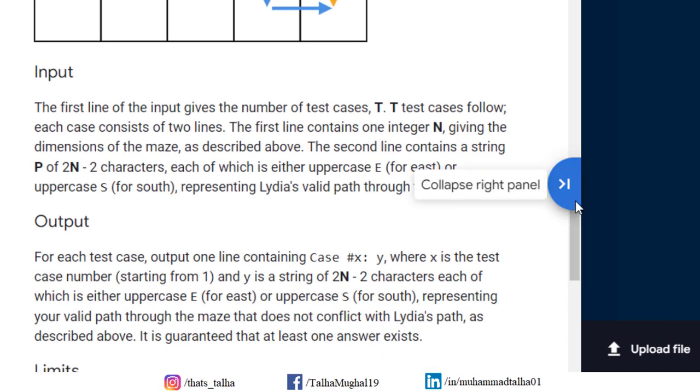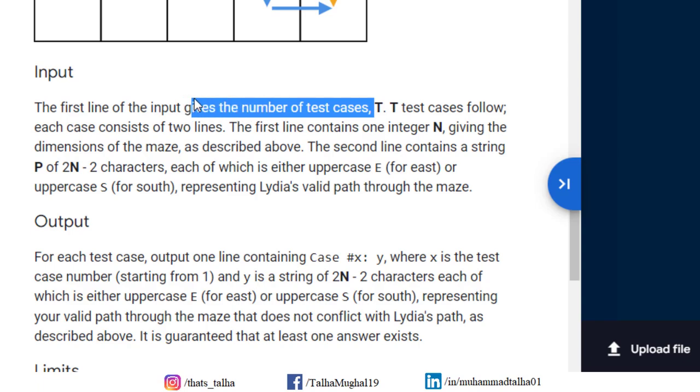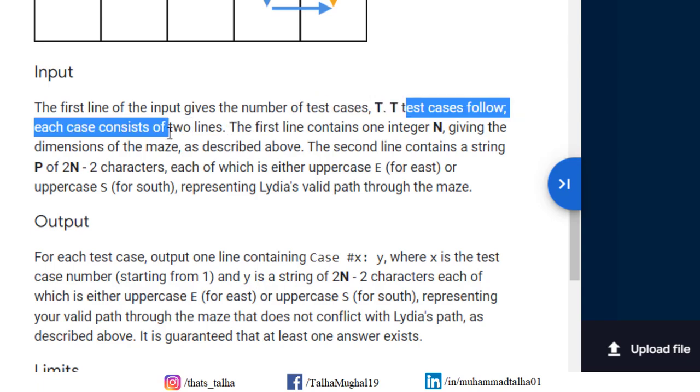In the input, the first line gives the number of test cases. The very first line of the input file will give us the number of test cases that we are going to handle, and the t test cases follow. Each case consists of 2 lines.